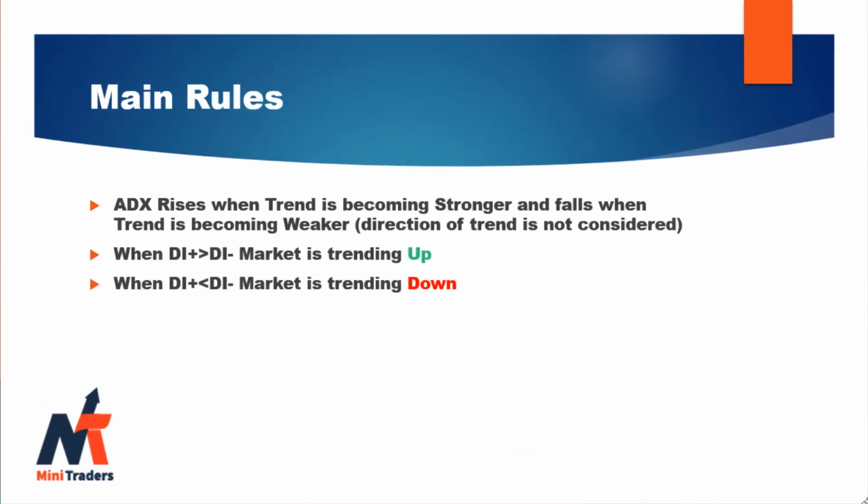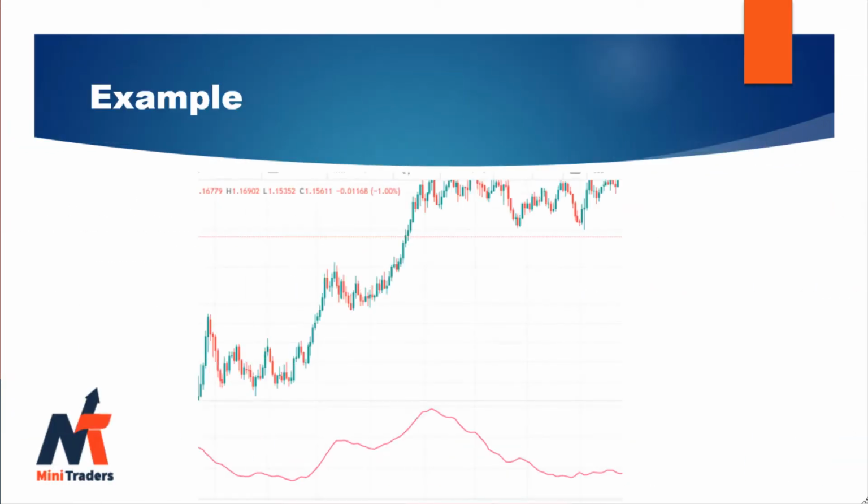ADX shows the power of the trend. When it rises, the trend is getting stronger, and when it falls, the trend is getting weaker, no matter which side the trend is, up or down. Let's look at some examples. In this picture, a new uptrend has started. ADX is rising. When the trend loses its power, ADX starts falling.